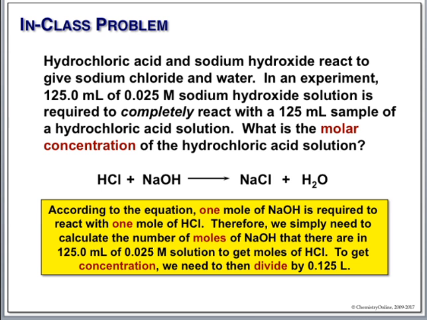On this side, we know that we have 125 mLs of 0.025 molar sodium hydroxide, and we're going to add 125 mLs of hydrochloric acid. We wind up with a neutral solution. So what's our concentration here?